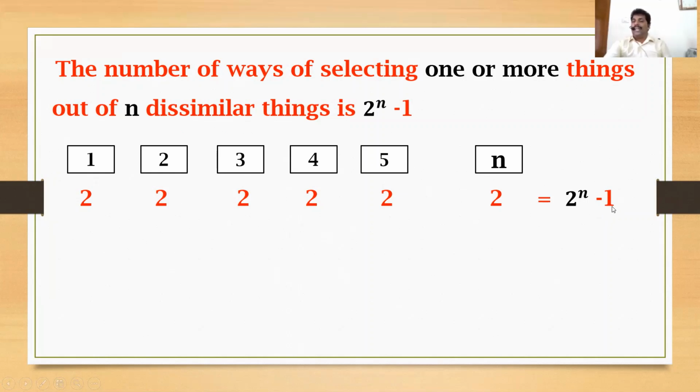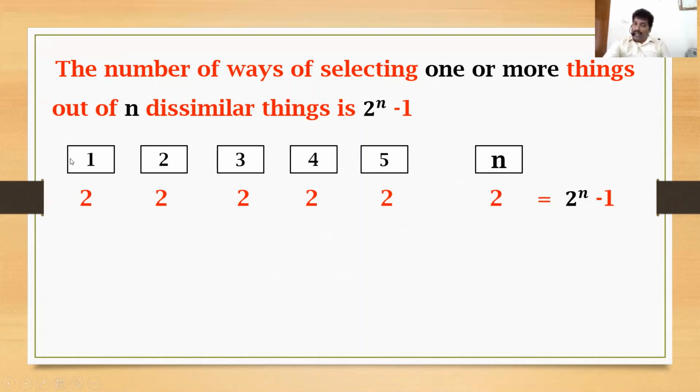That is one case. What is that one case? Not selecting the case. Here 2, 2, 2, 2. Why are you writing 2 here? Every box has 2 chances. So here n dissimilar things are there. The first box can be selecting or not selecting, 2 ways. 2 chances are there. Second also 2 chances. Third also 2 chances. Fourth box also 2 chances. Similarly, nth box also has 2 chances, selecting or not selecting.